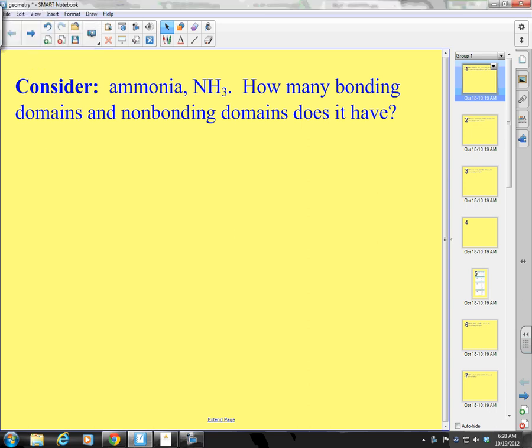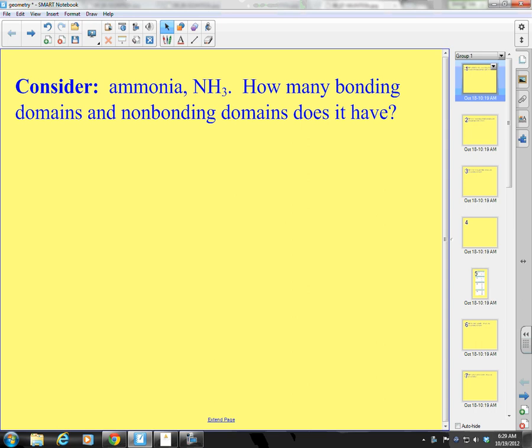Howdy, folks, and let us continue on in our journey to learn chemistry. We have just finished learning about Lewis structures for molecules, and now we want to get into something called molecular geometry. And what is molecular geometry? Well, it is the shape of molecules. Now, to begin with, I think we first have to understand something about bonding domains and non-bonding domains, which are nice tools to help us with molecular geometry.